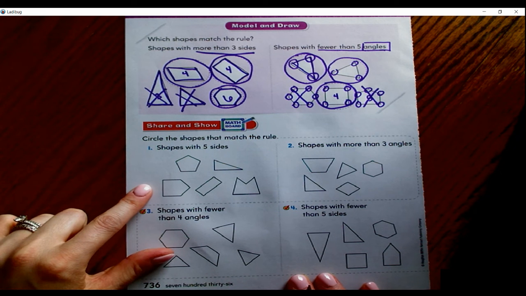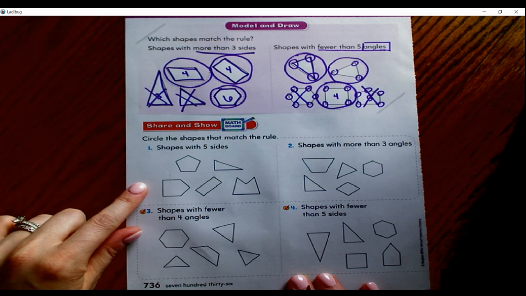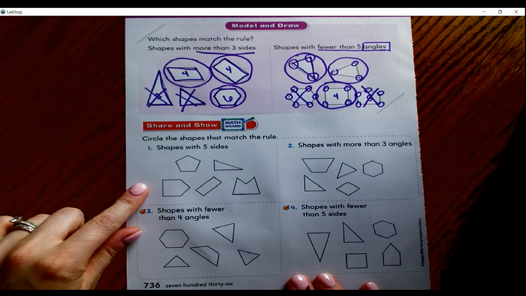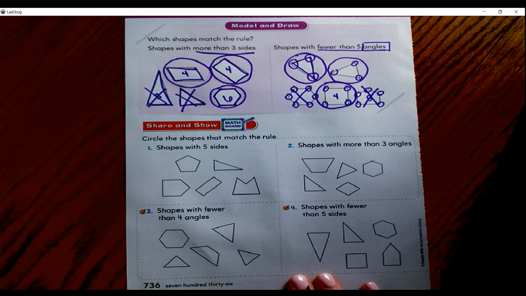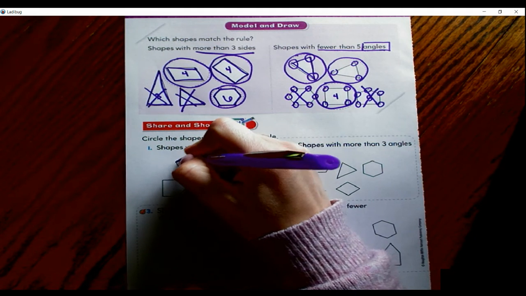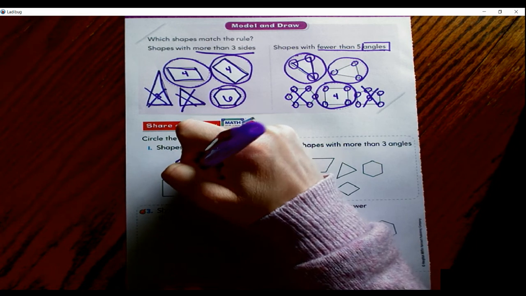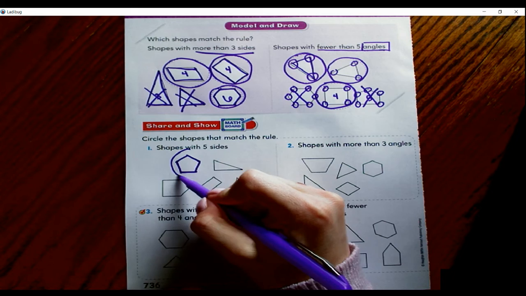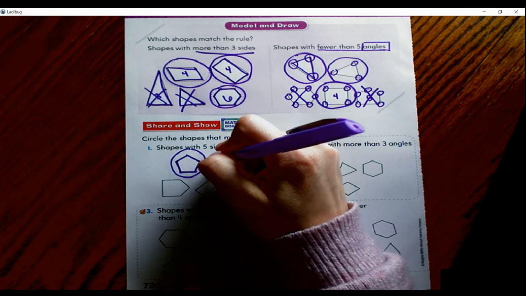So let's take a look down here. Can you recognize the shapes with 5 sides? So this is not a fewer than or greater than. This is shapes with exactly 5 sides. What shapes do you think those are? Let's count. A side is this part here. 1, 2, 3, 4, and 5. So this one has exactly 5. So I'm going to circle that.